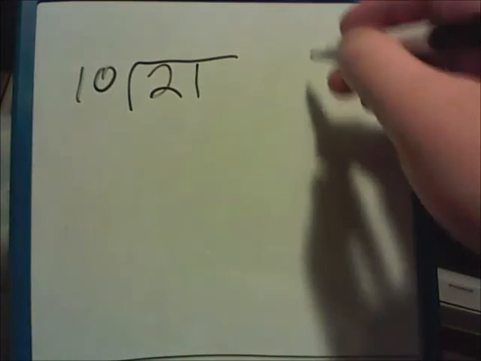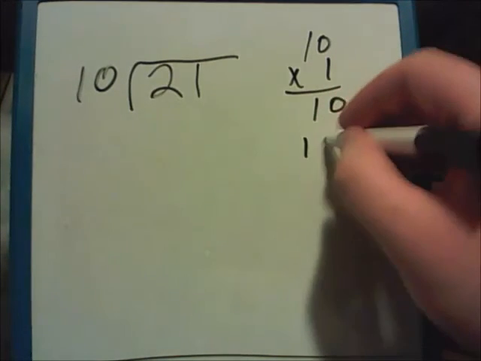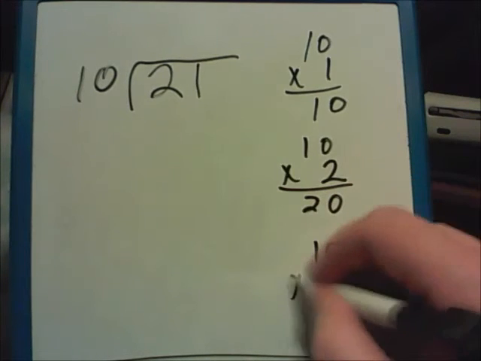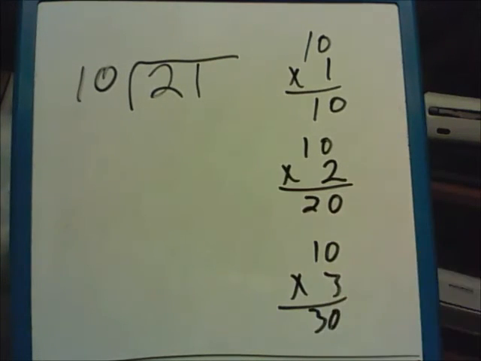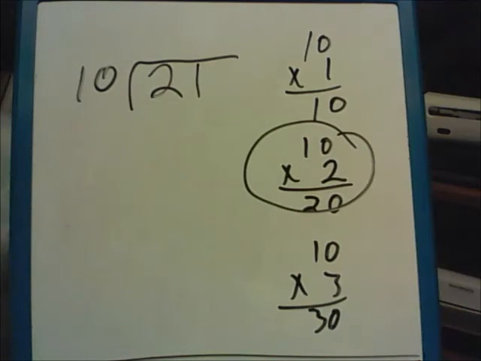So 10 fits into 21 a couple of times. 10 times 1 is just 10. 10 times 2 gives me 20. And 10 times 3 gives me 30. So that would be just too much. We'd have to stop at 10 times 2, because that's as many times as it will fit without going over.